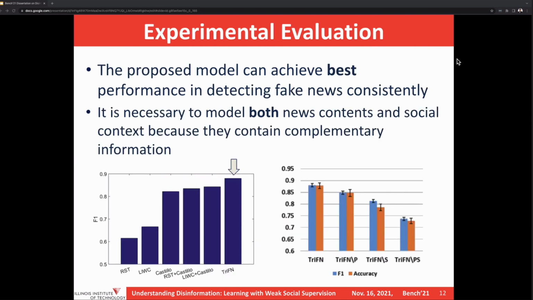Based on FakeNewsNet, we have done this experimental evaluation. We compared the proposed method with several state-of-the-art fake news detection methods. We observe that the proposed method consistently achieves the best performance on both data sets. When I say both data sets, it is because in FakeNewsNet we have different data sets from different domains such as politics and entertainment. We also did an ablation study. The ablation study shows that when we consider the publisher-news or news-user relations, these relations are very important, and they contribute to the performance improvement of the method. So it indicates the necessity to model both news contents and social context.